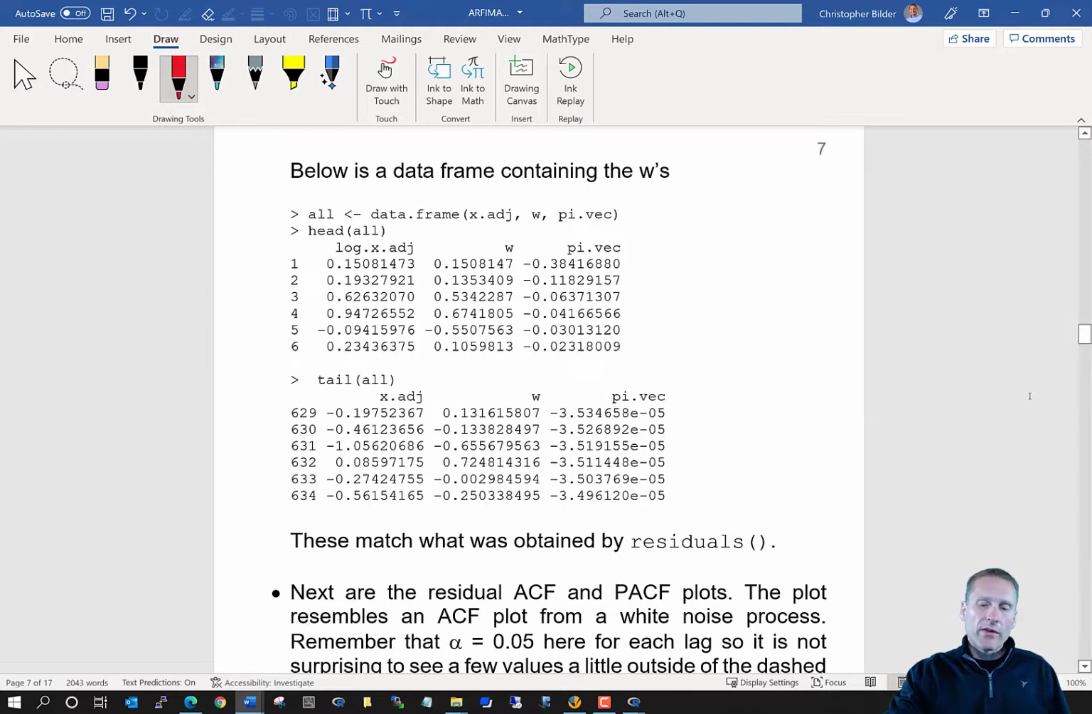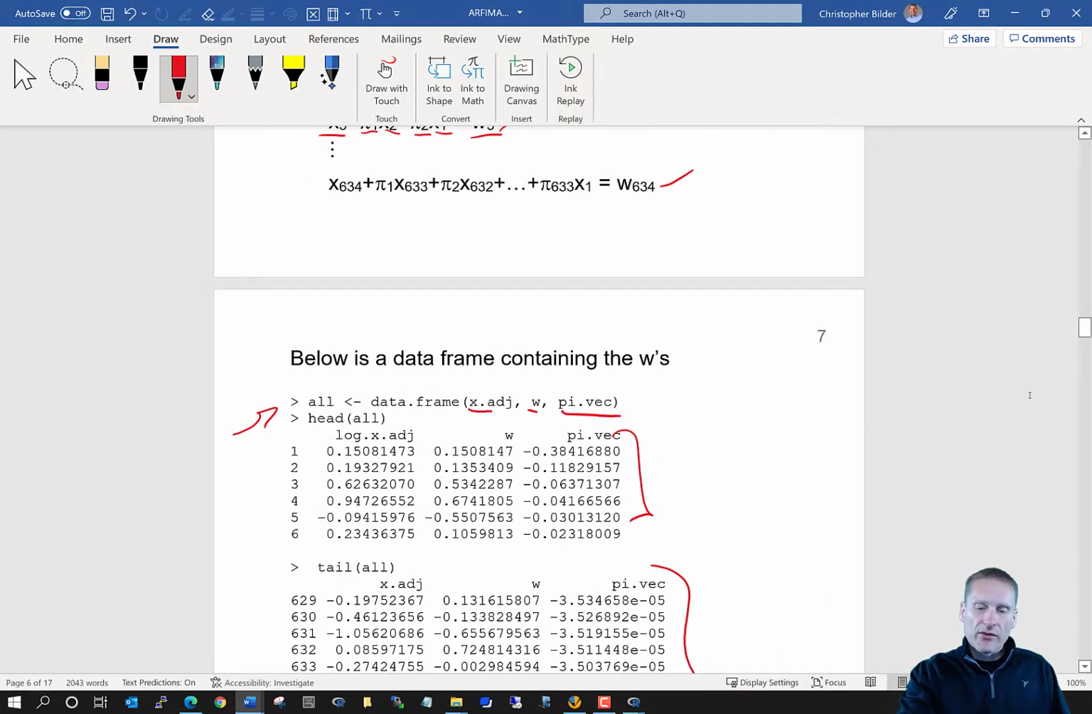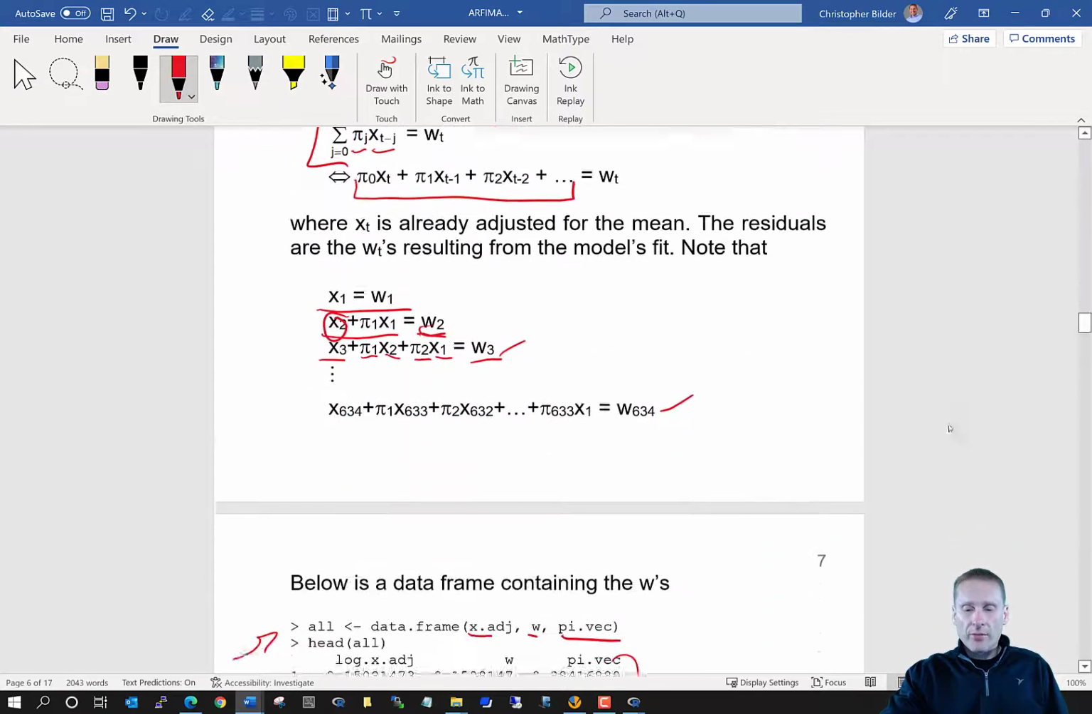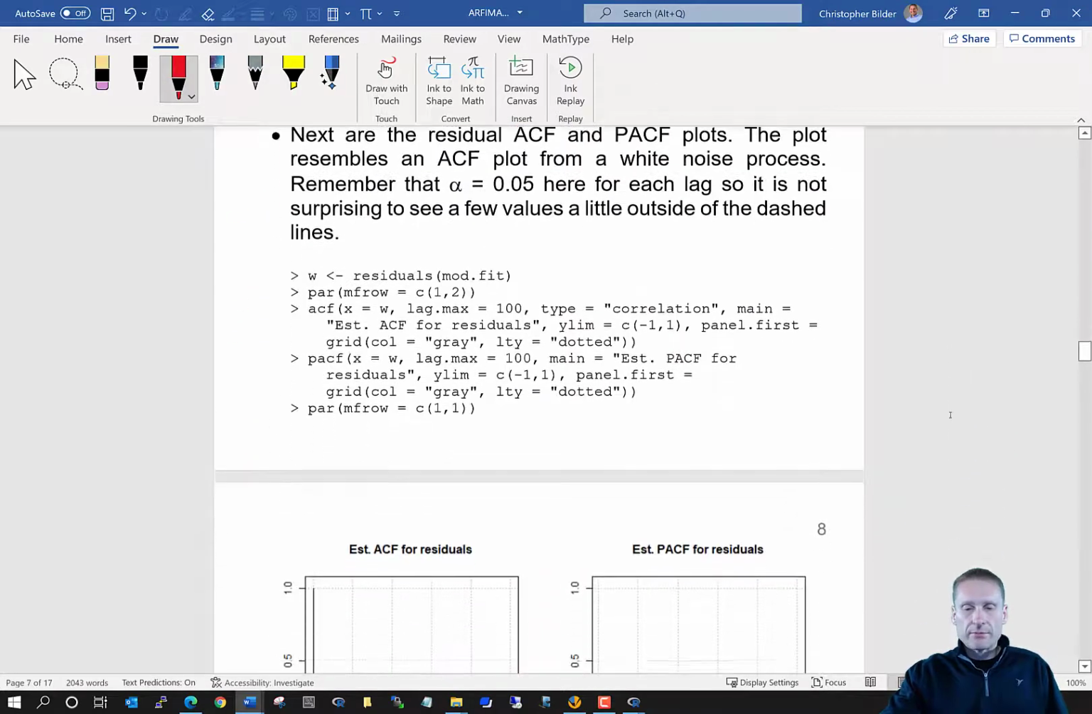So when I go through that and run the for loop, this is what I get here. I create a data frame called all. Here's my x's, here's my w's, here's my pi's, here's the first 6, here's the last 6, and notice, for example, my second residual, 0.135, notice how that matches up with what the residuals function has. So again, this helps me verify that indeed I understand what Shumway and Stoffer is doing. I understand what R is doing in this problem or with this data.